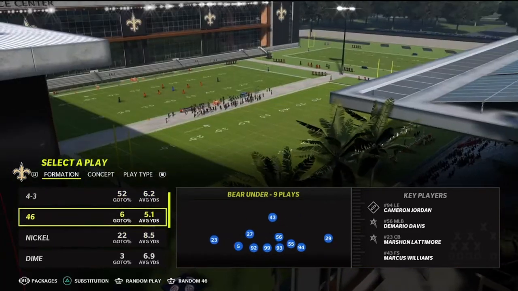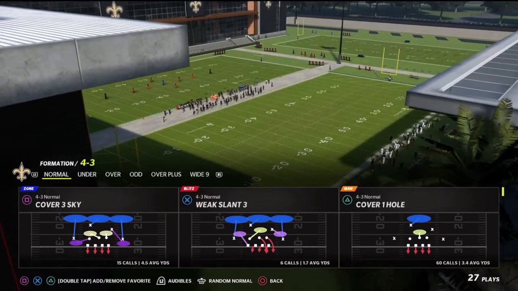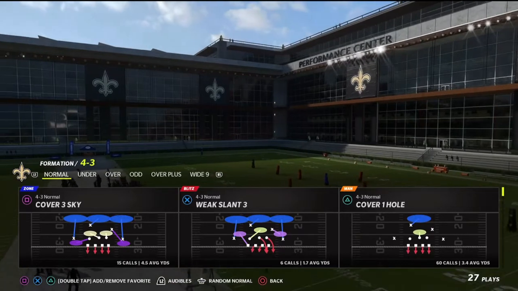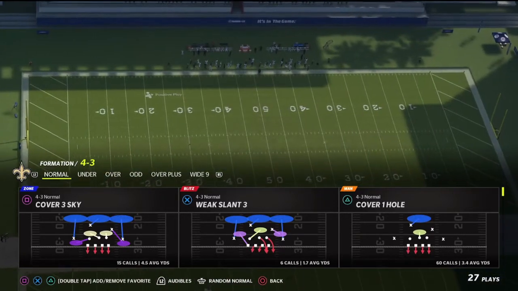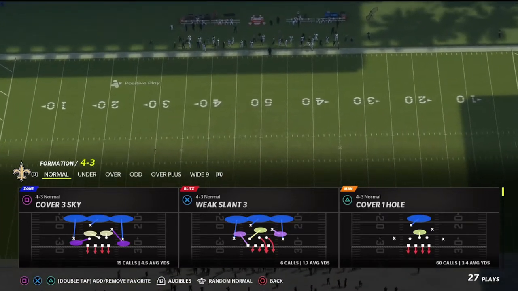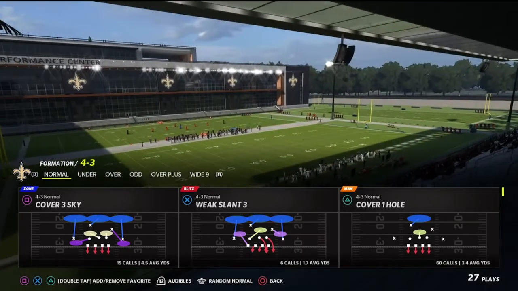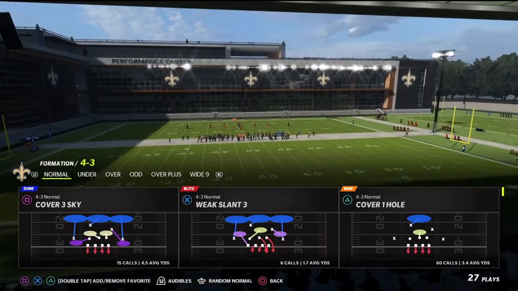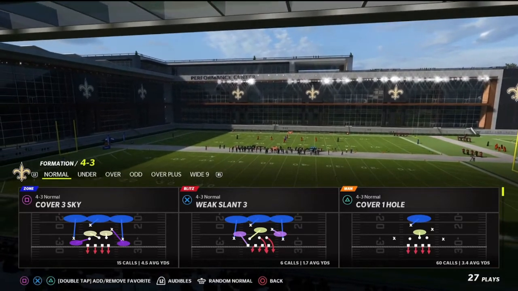Obviously you're going to be calling plays out of a formation. So I'm going to go 4-3 just to show off what we have available as far as concepts in the WFL. Hopefully most of the concepts will be covered right here in this base formation. What you see here is a nice breakdown: on the left side you see cover 3 sky, which is a zone play. You see weak slant 3, which is a cover 3 zone blitz. And then you see 4-3 normal cover 1 hole, which is a man cover 1 concept.